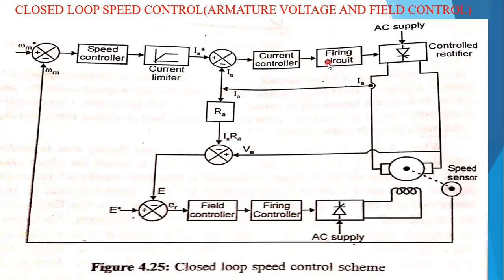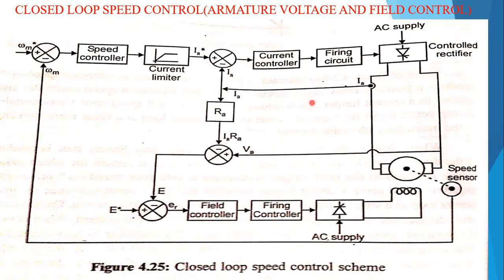And the outer speed loop. This is called the outer speed loop. The drive employs an inner current control loop and an outer speed loop. Such a drive will operate at constant field current and variable armature voltage, which is known as below base speed.